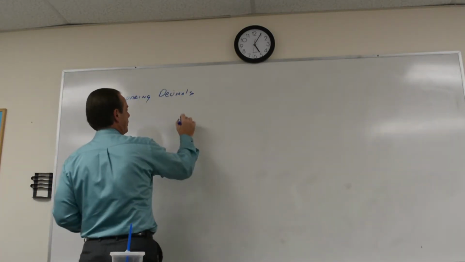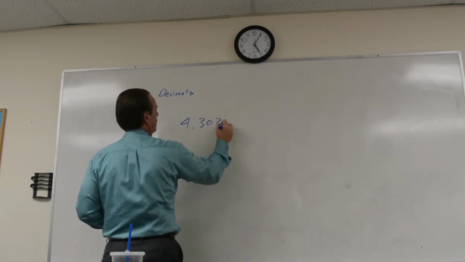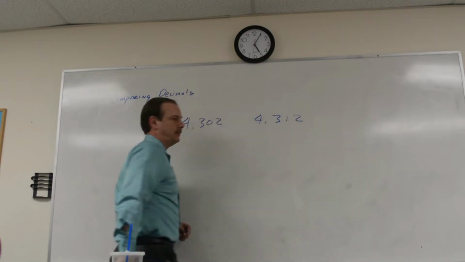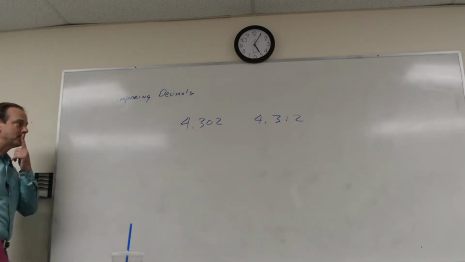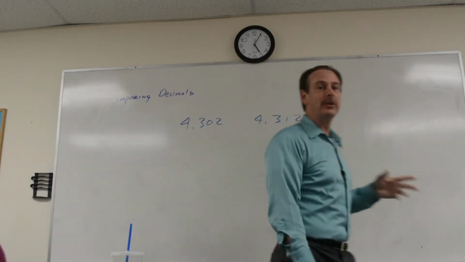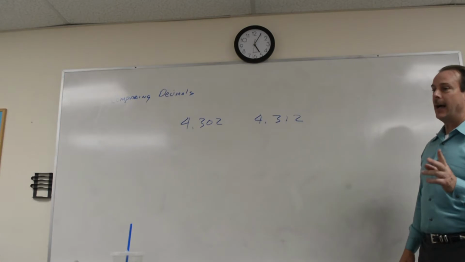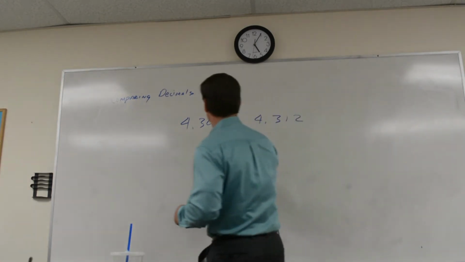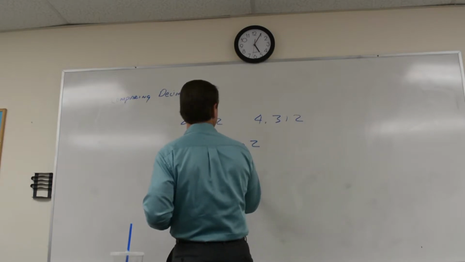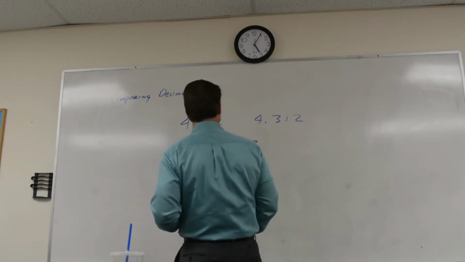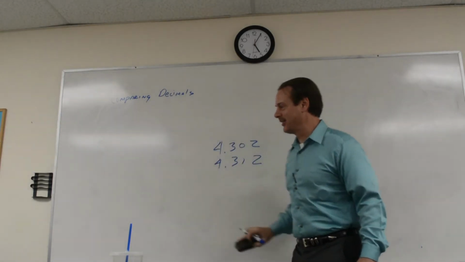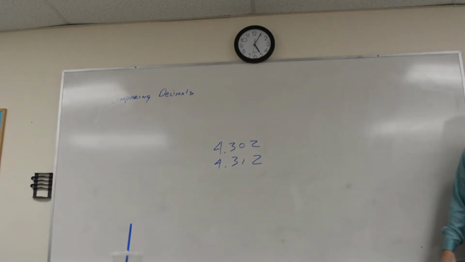Let's say we have 2 decimals. We're going to compare. We want to know which one's larger, which one's smaller, similar to what we did in fractions. I find it's easier to write them vertically. Is that a 2? 3, 1, 2. Let's write them that way.